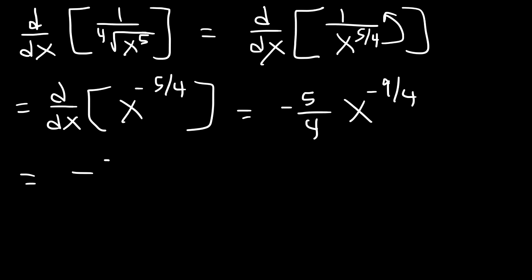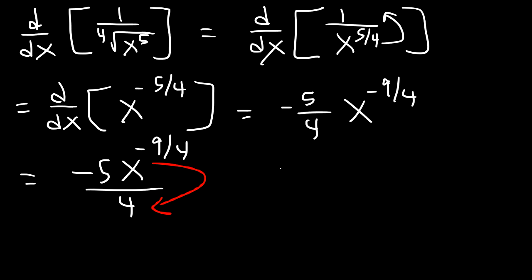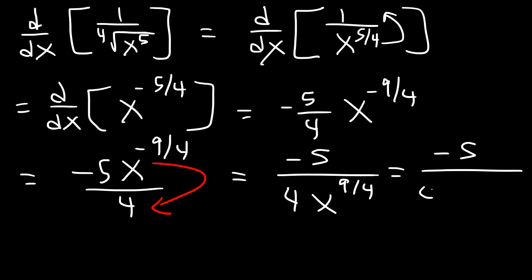So what we have is negative 5x raised to negative 9 over 4 divided by 4. And now let's move the variable to the bottom of the fraction. So it's negative 5 over 4 x to the positive 9 over 4. And now let's convert the rational exponent into a radical. So this is going to be the fourth root of x to the 9th power.